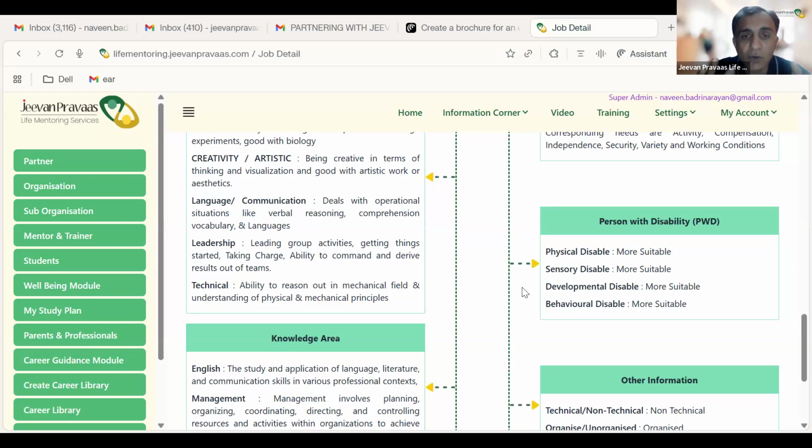Because we don't want to tell somebody that you can do only this or only that. And we are not going by stream selection. We can select by stream also. We can actually filter it by stream and you will get only that stream's related careers.